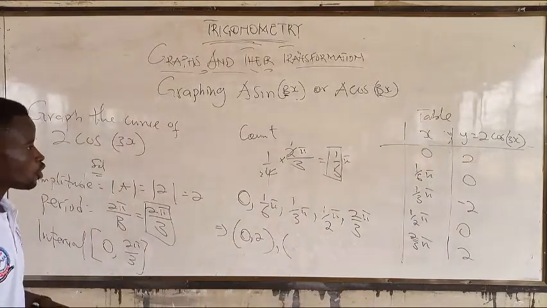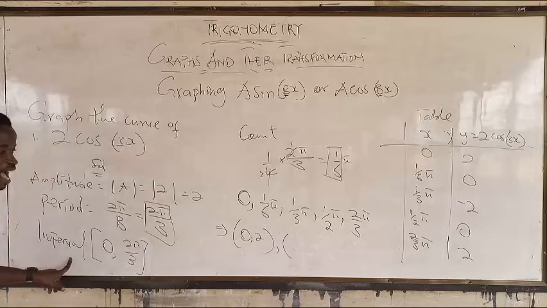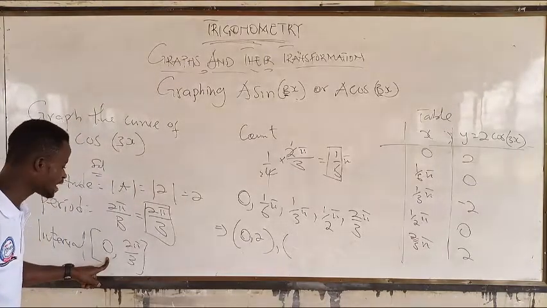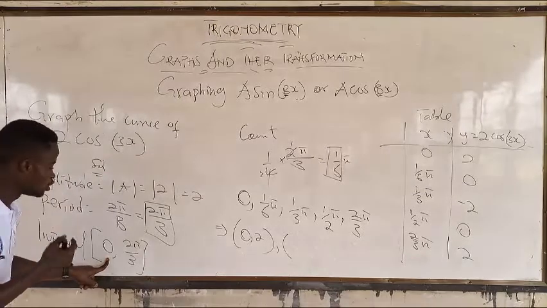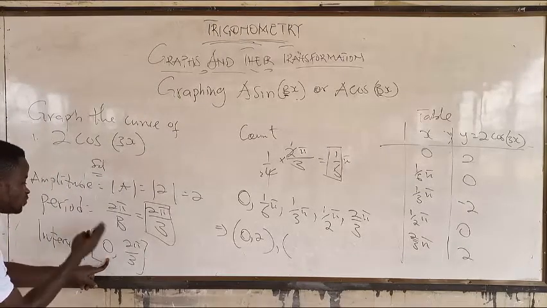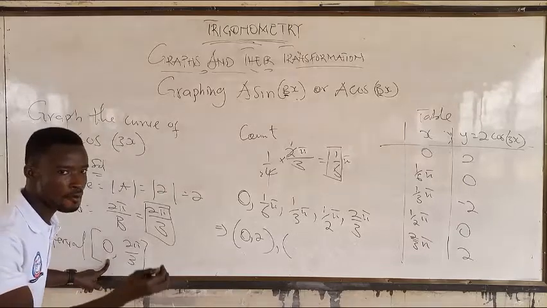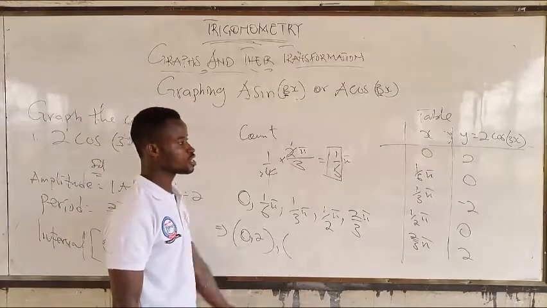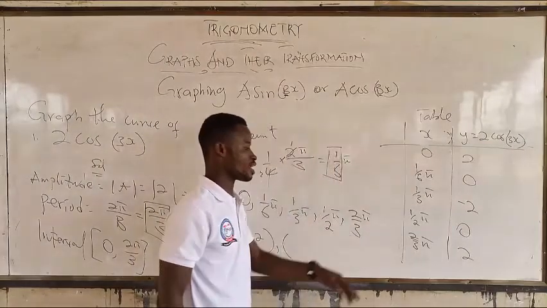Very good. So what is the interval? You can now get the idea of the interval. The interval here is telling you that it starts from 0, then it ends at 2 pi over 3. So for you to get the divisions in 4 parts, you have to divide it by 4. You see, from 0 to 2 pi over 3.